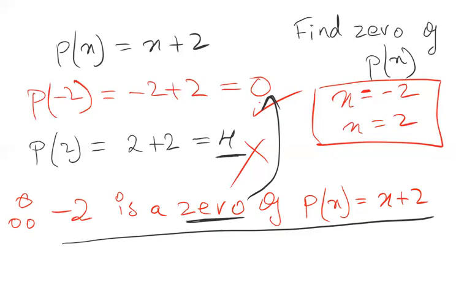Ab hum aate hain, har question mein aapko ye diya nahi gaya hoga, ki x ki value di nahi gayi hogi, ki check karo. They will mostly tell you, find 0 of a polynomial without giving you an answer. Alright. Okay, let's come on the questions.